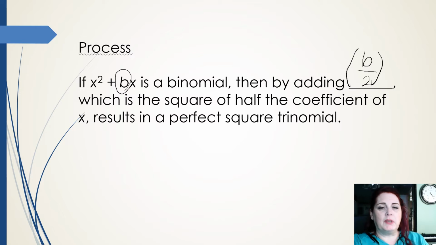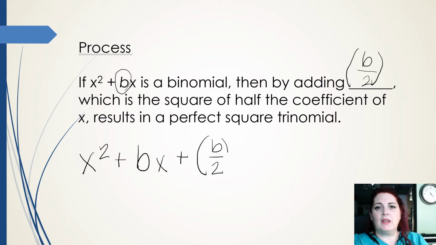So we have that x squared plus bx. If we add b divided by 2 and square it, that's a perfect square trinomial that can be factored into x plus b over 2 squared. Let's see what that looks like with numbers.